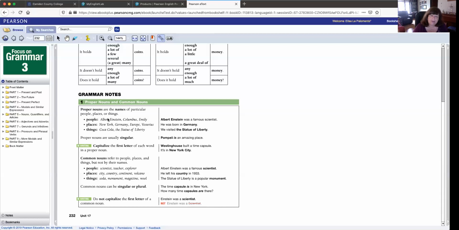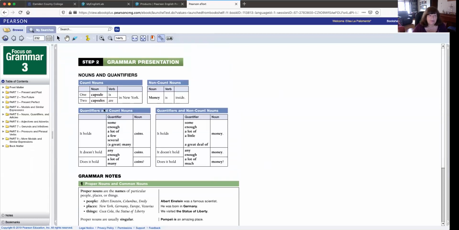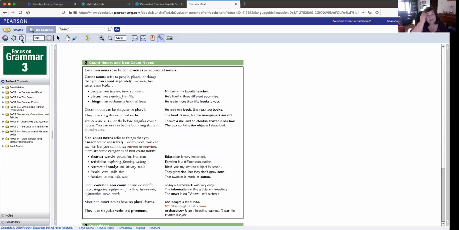All right, so I believe that this is more of a review for you from last semester. That was page 232. Let's go to the next page. Okay, this continues. All right. And we already talked about this, but this is further explanation.